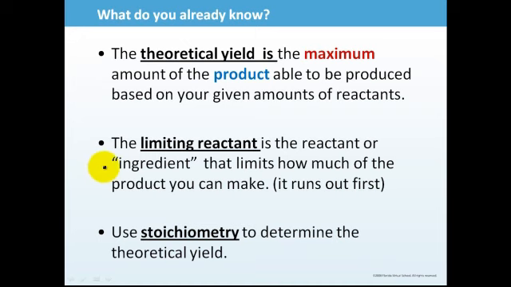The limiting reactant is the one that's always going to be used up first. In other words, it's the one that limits how much product you can actually produce. And then, of course, to figure all of that out, we have to use stoichiometry. Remember, stoichiometry is the math of chemical equations. We use stoichiometry to first figure out the limiting reactant, and that in turn also tells us the theoretical yield. It tells us how much we should be able to get if we did that reaction perfectly.